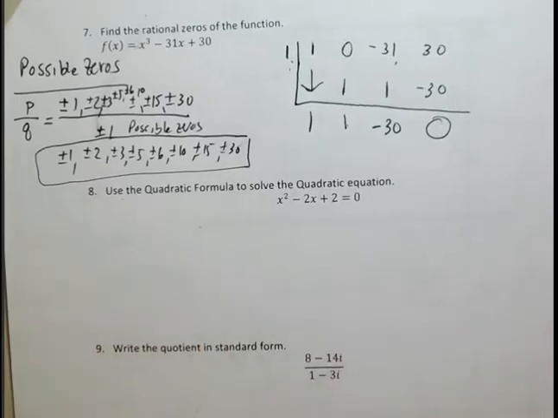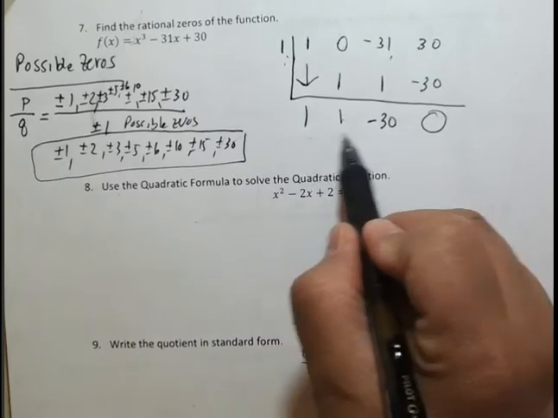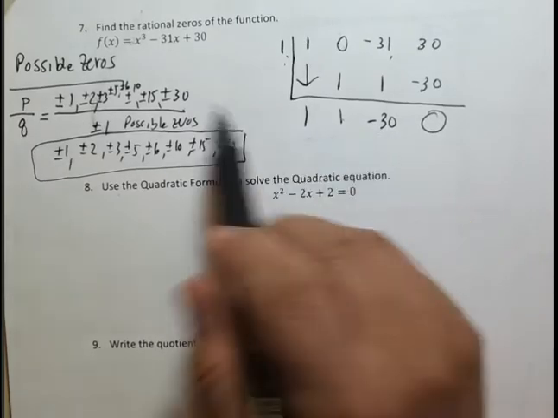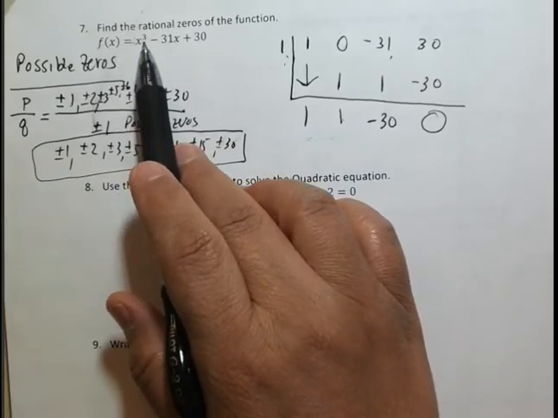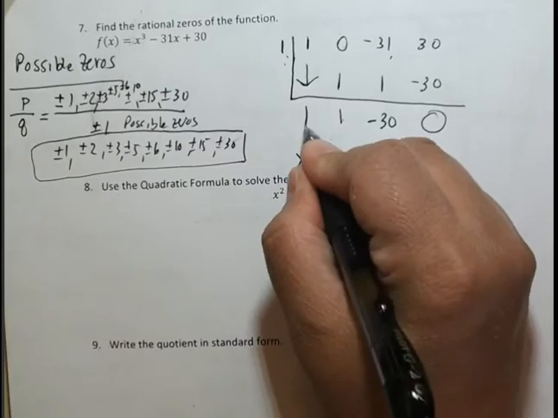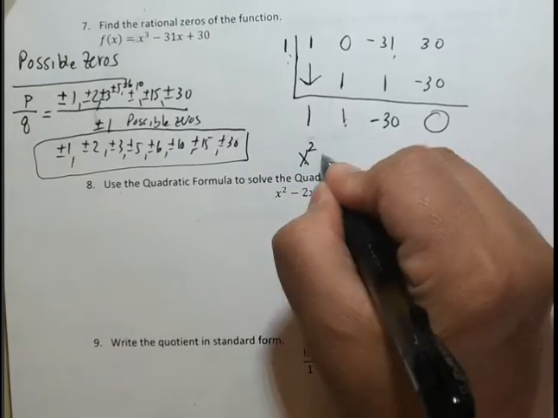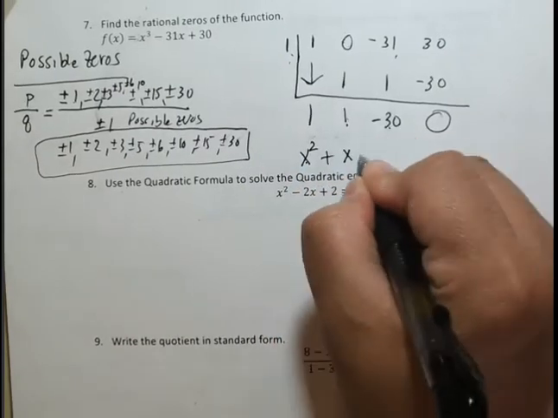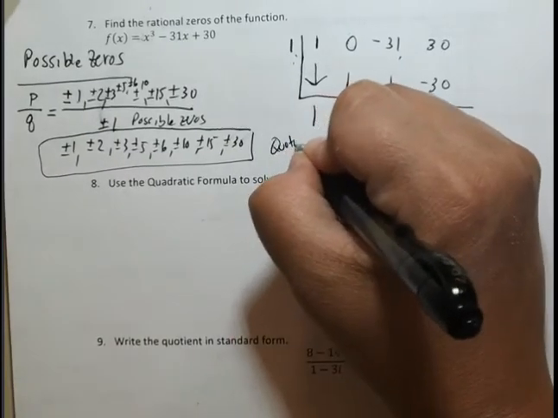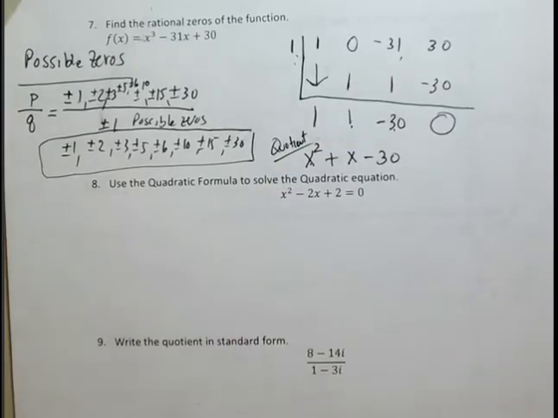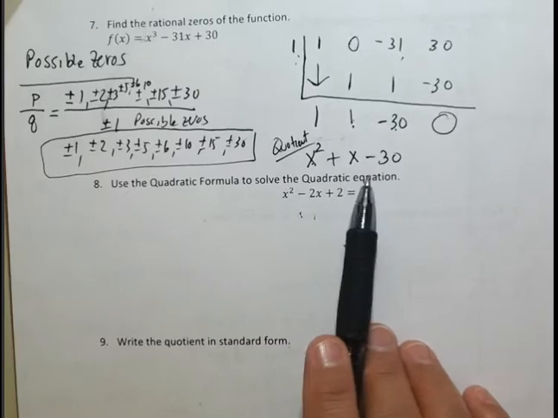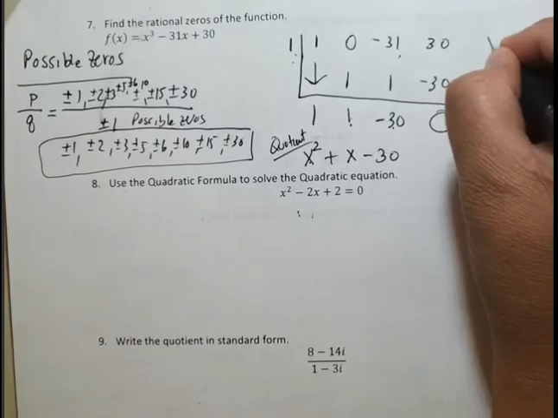Okay. But now we can use these numbers down here to get your quotient. So your quotient is going to be 1 power less. So if we have a 3, we're going to start with x squared. For the 1 is x squared. And then this one would be an x. And then this is your constant. Okay? So this is your quotient. So if you notice, your quotient is now quadratic. So that means that we can set it equal to 0.